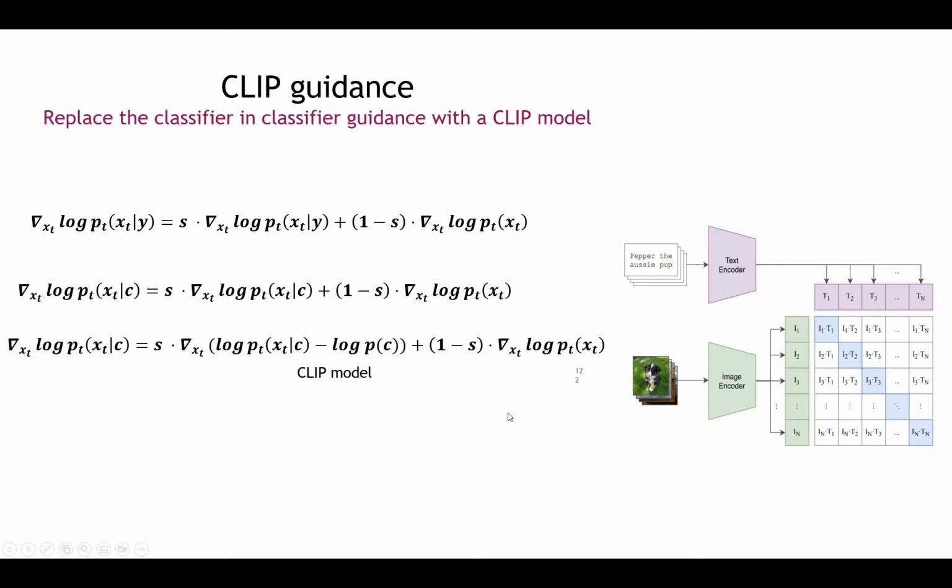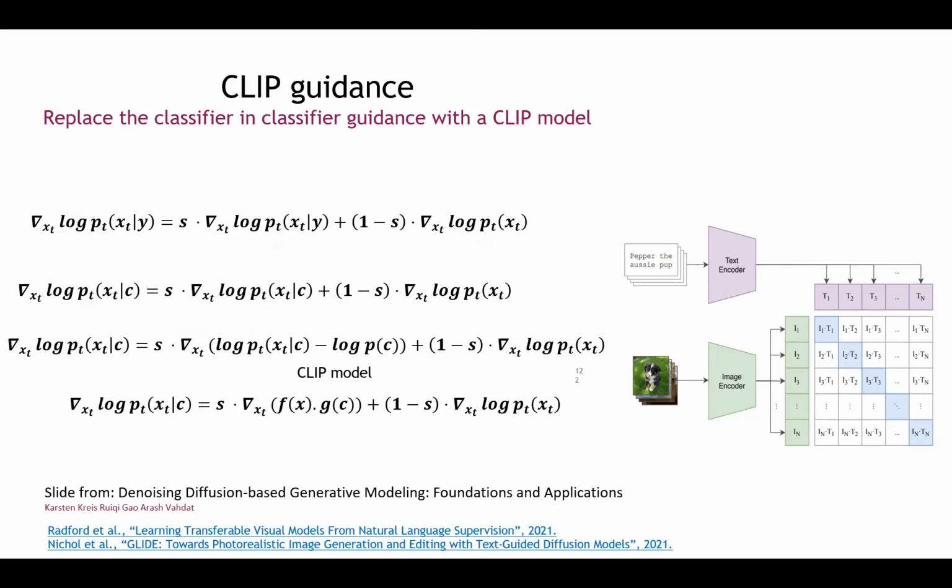So now, as I showed you, this can actually be replaced by f(x) times g(c). So this encoding of the image and this encoding of the text we get from there. What they did in GLIDE is train the network using the embeddings from the CLIP model, without this classifier guidance. We'll discuss that in the GLIDE model. Okay, so I think that ends the discussion.